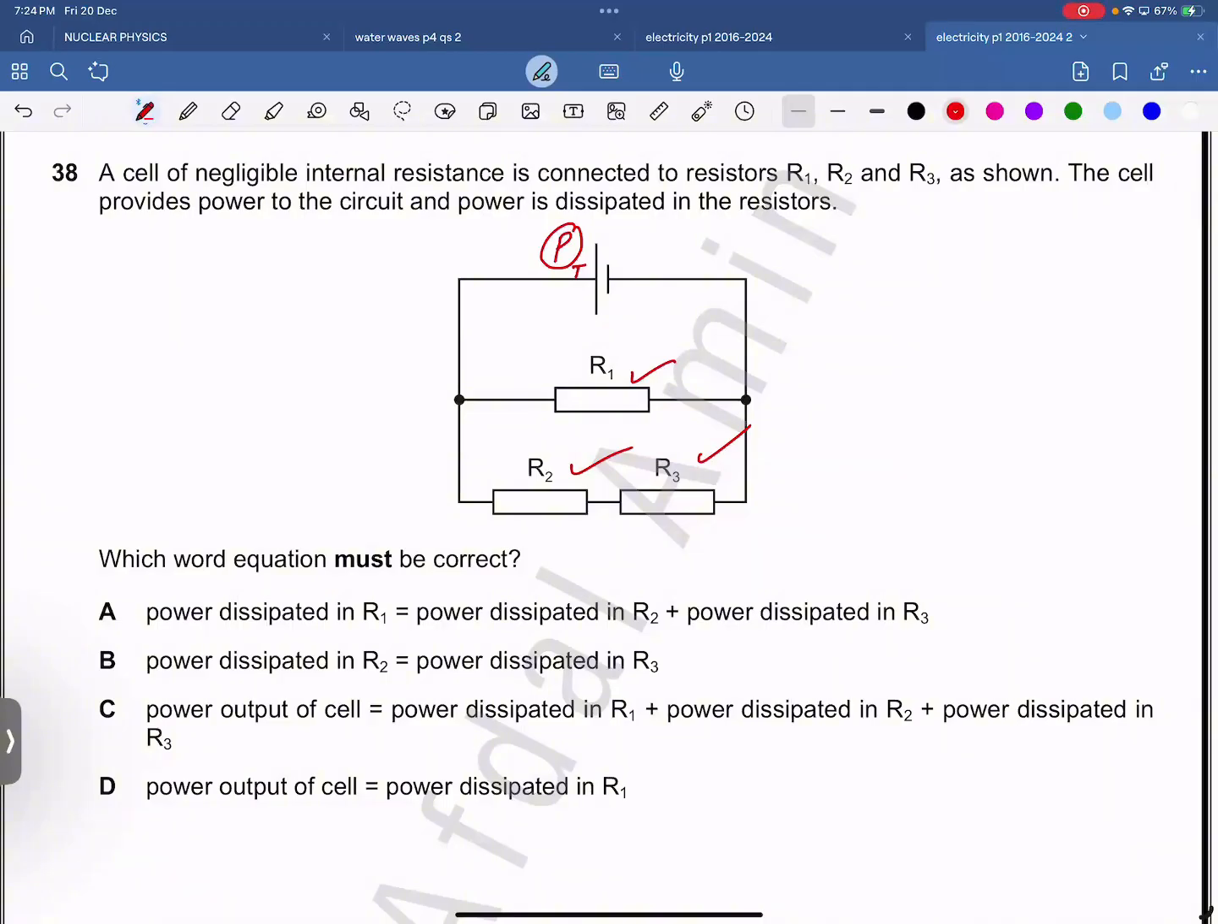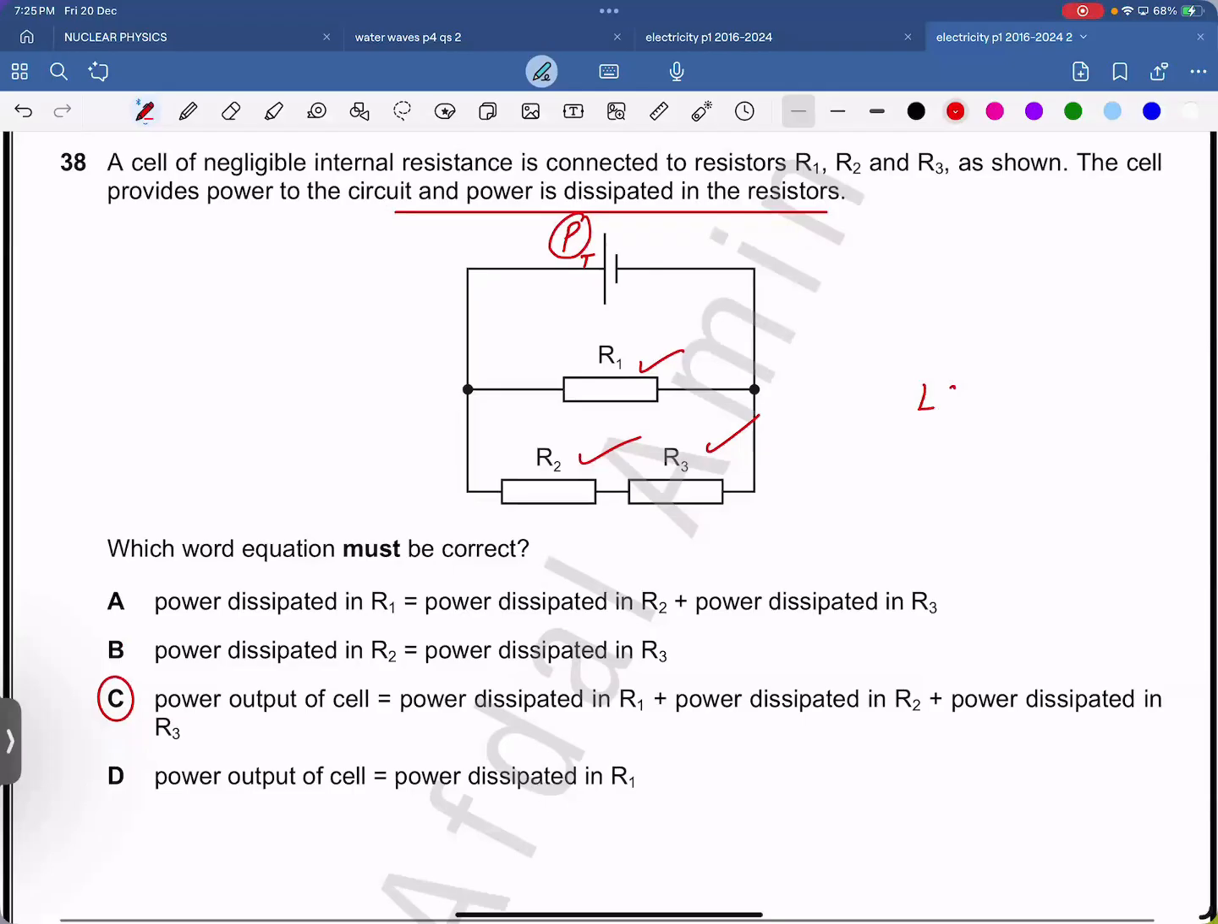Actually, the answer to the question is in the statement itself. Power is provided by cell, dissipated in. So total power of the battery is equal to total power dissipated in 1, 2, 3. Very low order of thinking question. So is there any option matching with this? It's a very easy question, my dear.